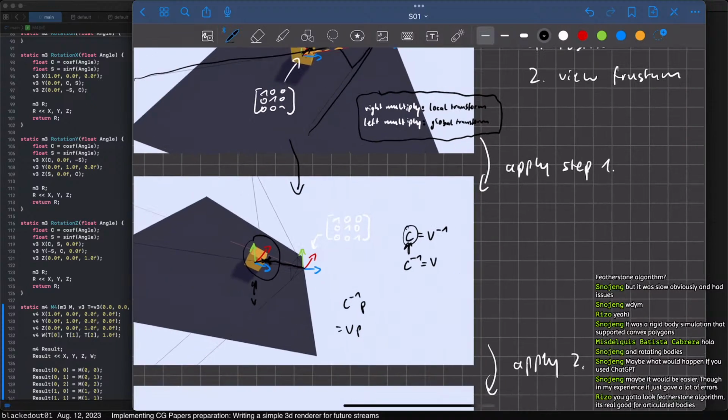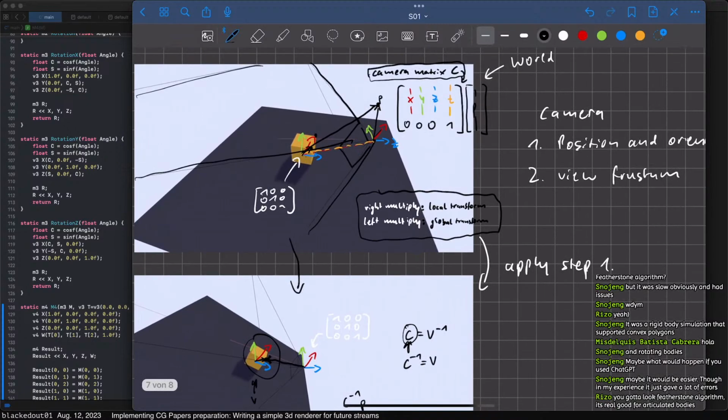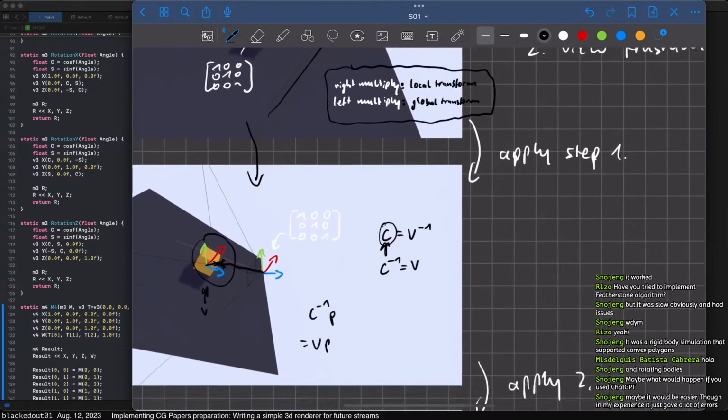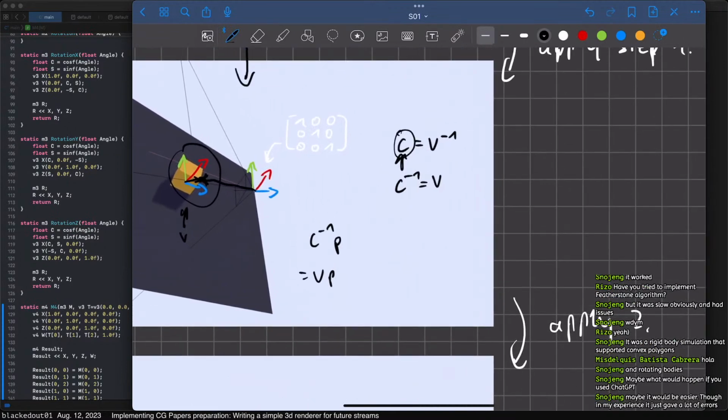But, and that's something I learned, I didn't know this from the beginning: if we know how to construct the camera matrix, we can easily construct the view matrix as well.